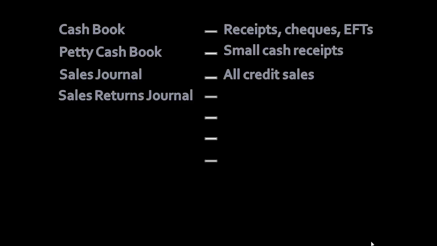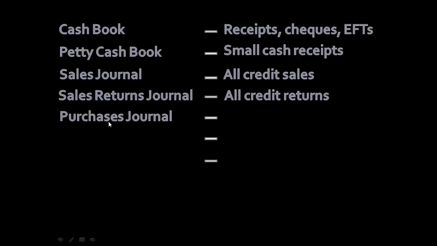Then you get the sales returns journal. Now all credit returns are processed in the sales returns journal. Now let's make an example. If someone buys on credit, then that transaction is processed in the sales journal. But now when that same person returns the goods that they bought on credit, then it should be processed in the sales returns journal.